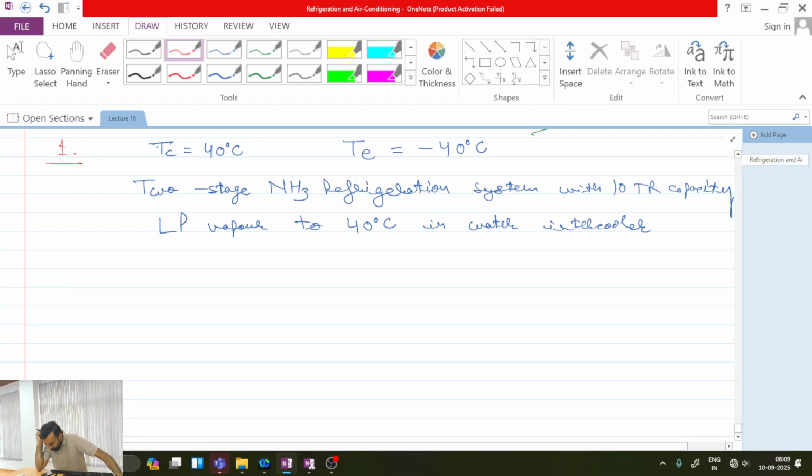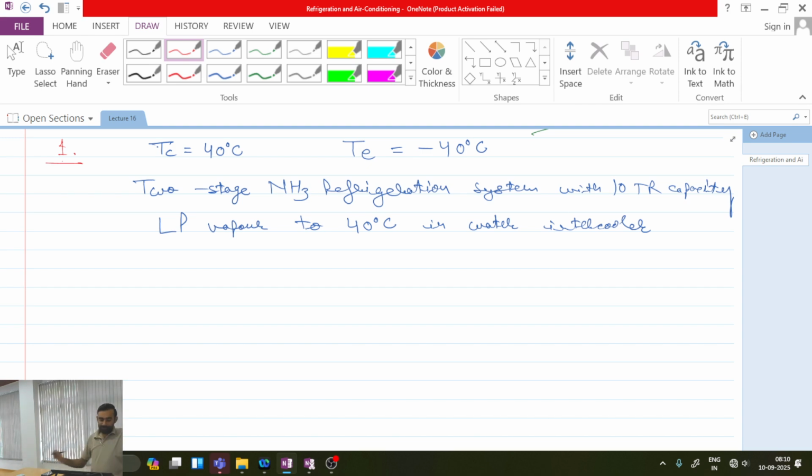Okay, now we have to find the mass flow rates and work requirements of the compressors. So we have a two-stage system, there will be two compressors, so we have to determine the mass flow rate and work requirements of the two compressors. And condenser heat rejection, how much heat we have rejected in the condenser, COP of the system, and we have to compare the results with the triple S cycle. Triple S means standard single stage saturation cycle.